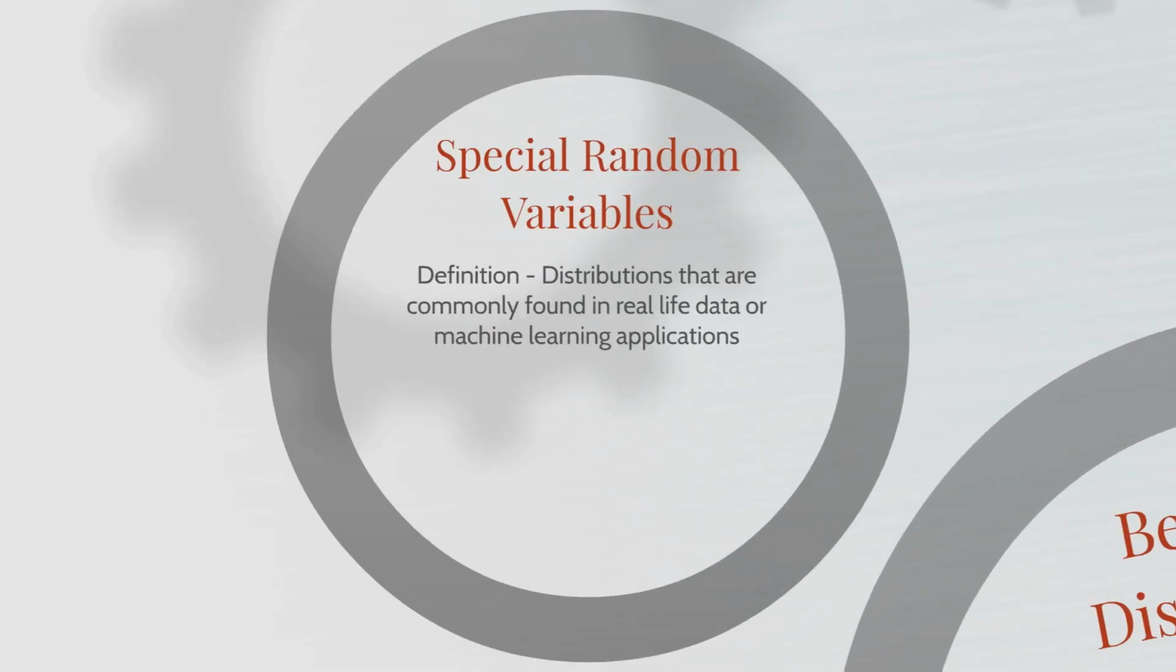A special random variable, in this context, I'm simply defining as any distribution that is commonly found in real life data, like the Gaussian or normal distribution, or in machine learning applications like the exponential distribution. So there's two different options here. Either the distribution is often found in real life data, nature models these distributions well, or it's commonly used in machine learning applications because it has certain properties that are favorable for AI and deep learning.